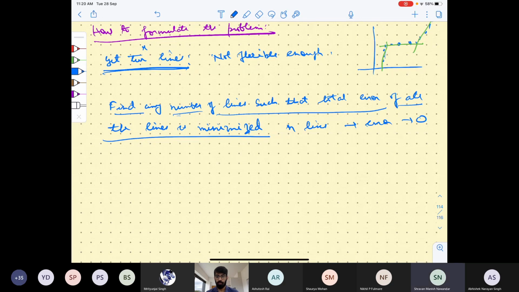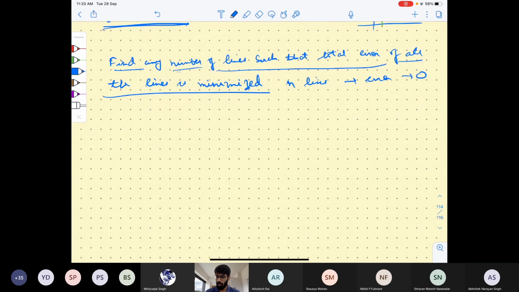Can redefine the error function to penalize for the number of lines as well. Exactly. So as Shravan says, look at the error function and have some penalty for the number of lines. We'll just put a penalty for every additional line that you add, right? So that is one way to deal with it. So what do we do? Let's now write the formal problem definition.